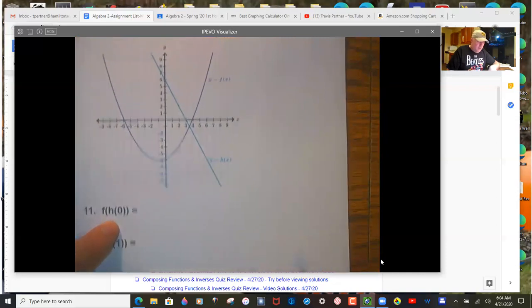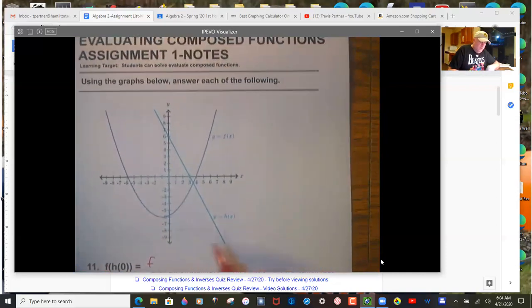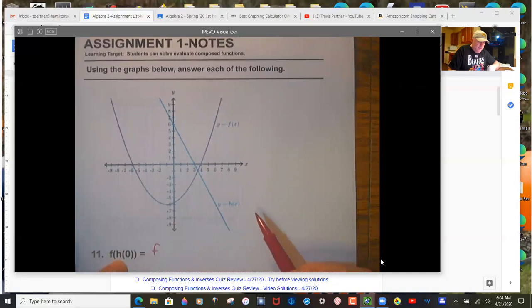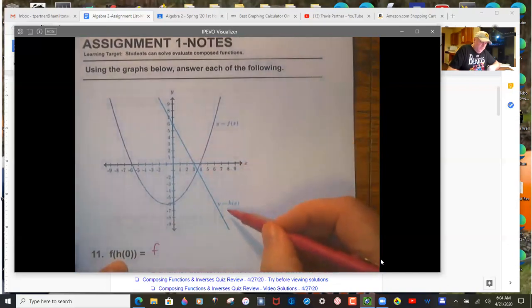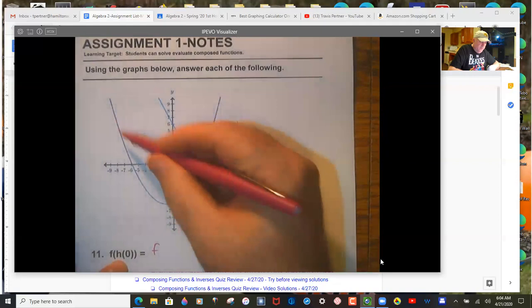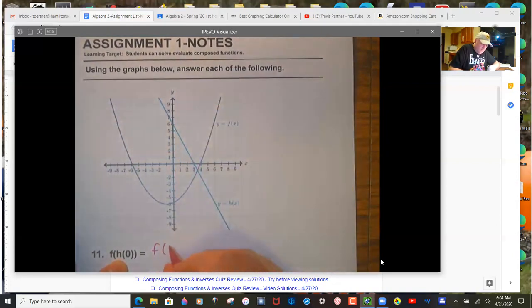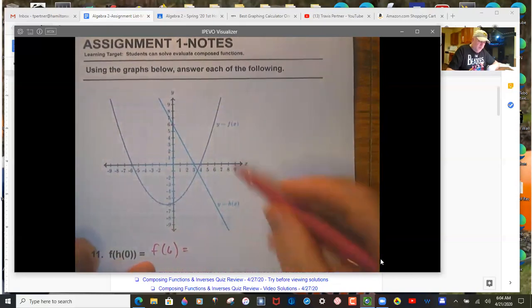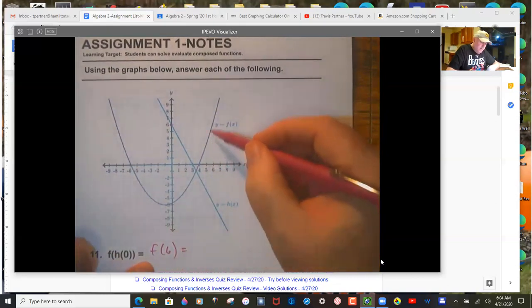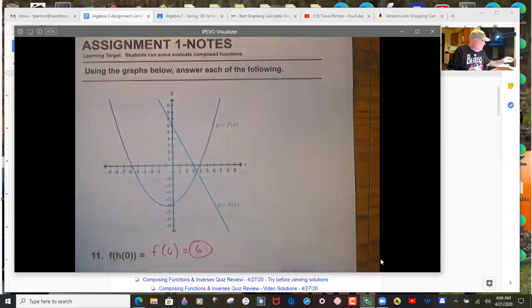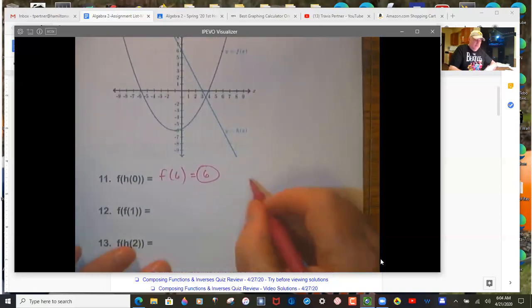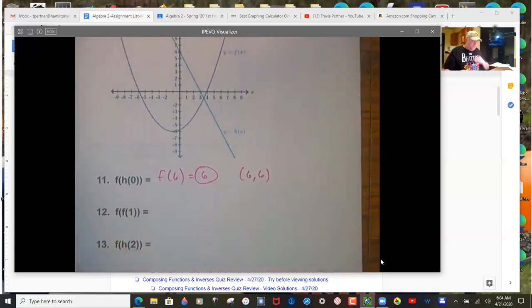Same thing here when we're using graphs. So h of 0, and we might have to approximate a little bit on some of these. So the h function's the line, the f function is the quadratic. So h of 0 is 6. And then f of 6, so we go to 6 on the quadratic, so it's just finding coordinates. So there it is right there, that is equal to 6. Remember, f of 6 equals 6. That means the coordinate 6, 6.